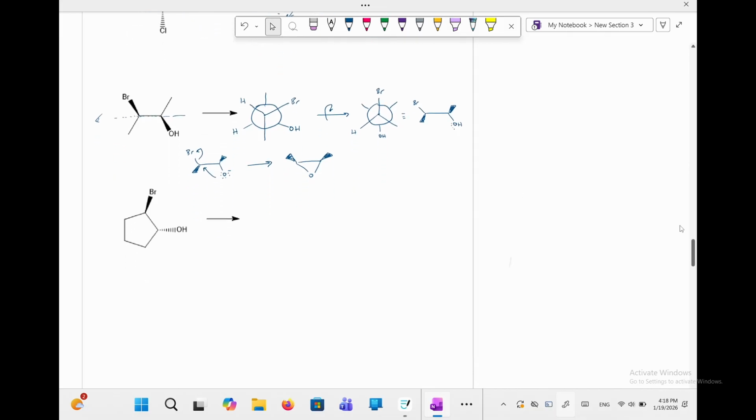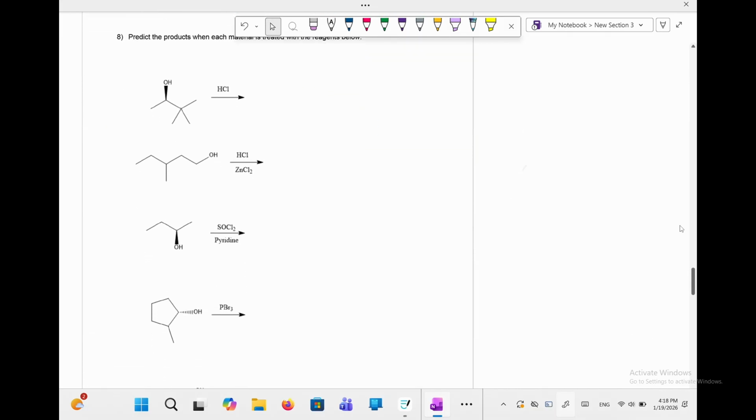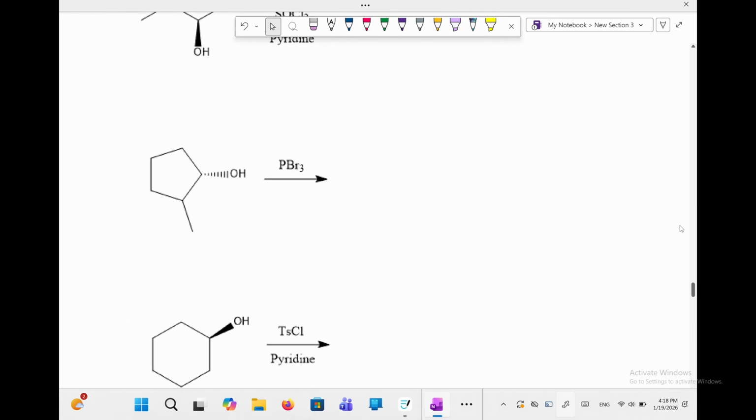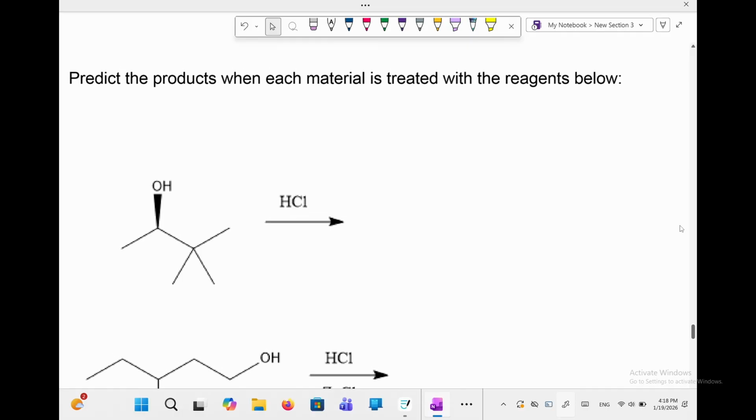Anyway, enough epoxides. We're going to talk about predicting the products when these alcohols are treated with these reagents here. So hydrochloric acid, reacting alcohols with HCl: secondary and tertiary go through SN1, while primary and methyl alcohols, like methanol, react through SN2. This is because primary and methyls actually have to go through SN2. They're not going to make a primary carbocation. That's horrible.